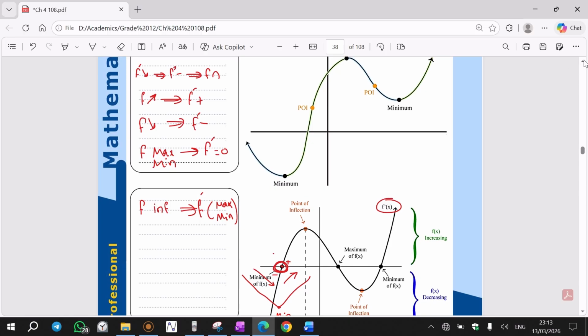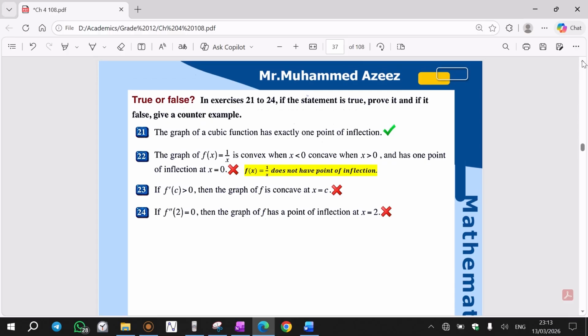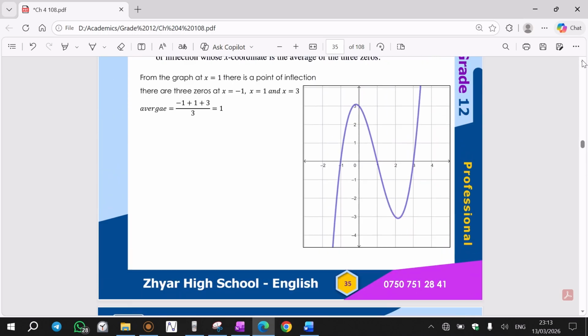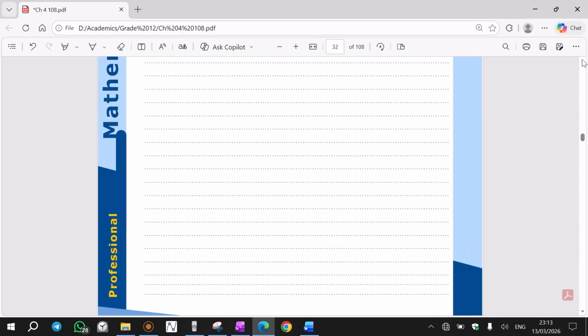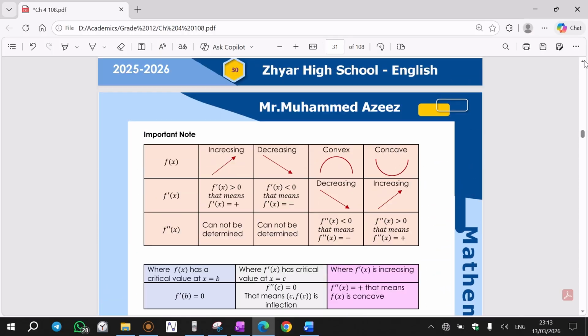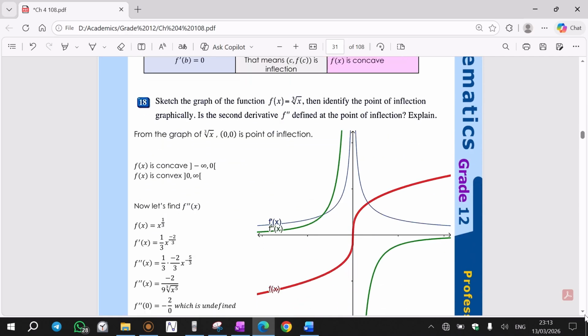Alright, now let's go back and finish the exercises of section 2. Here we have some true-false, but let's finish these before the true-false. Here we have some relations between f and f prime. And yeah, this exercise.